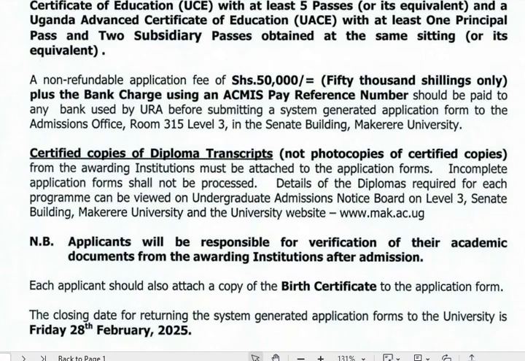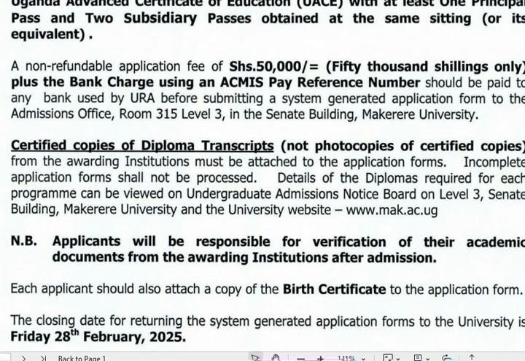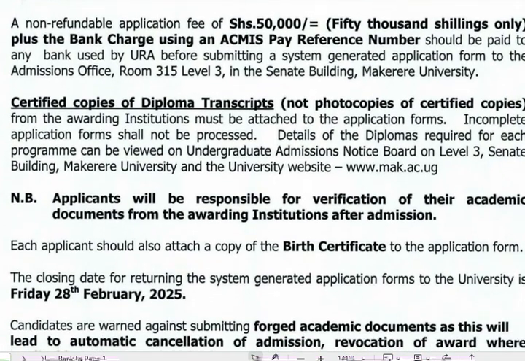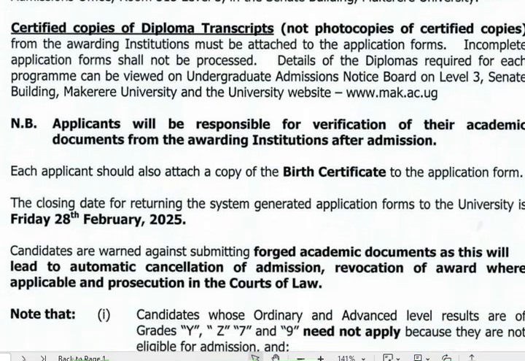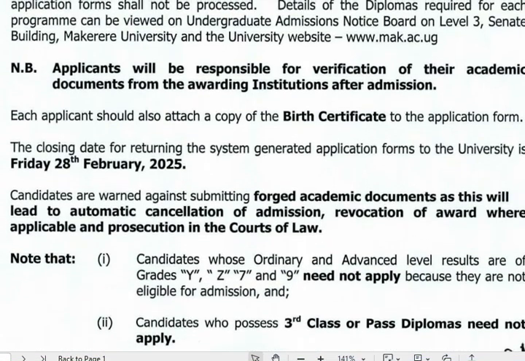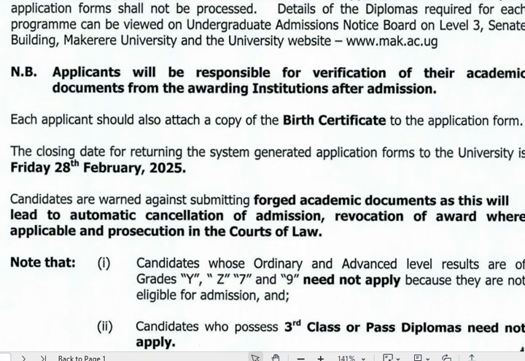The details of the diplomas required for each program can be viewed on the undergraduate admission board. Of course, you can go to the Senate level 3 and check them out, but you can also check them out on their website, www.mak.ac.ug. Now, applicants will be responsible for verification of the academic documents from the awarding institution after admission.